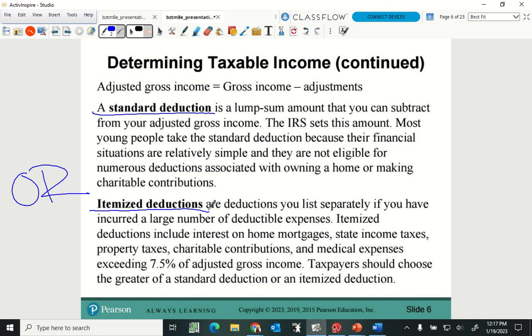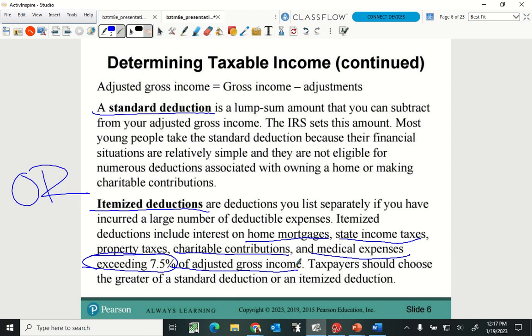Itemized deductions are deductions you list separately if you have incurred a large number of deductible expenses. Itemized deductions include interest on home mortgages, state income taxes, property taxes, charitable contributions, medical expenses exceeding 7.5% of adjusted gross income. That one's super important, because you're going to have to do some math on that one. We have a couple of these in the homework. Taxpayers should choose the greater of a standard deduction or itemized.